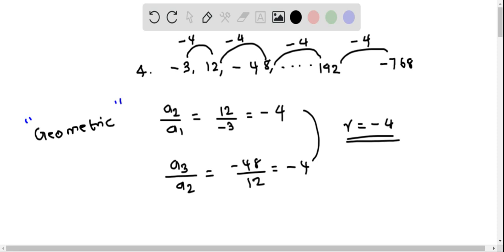And also we multiply this positive 192 with the negative 4, and this equals negative 768. So therefore we say that the next two terms of this geometric sequence are 192 comma negative 768.